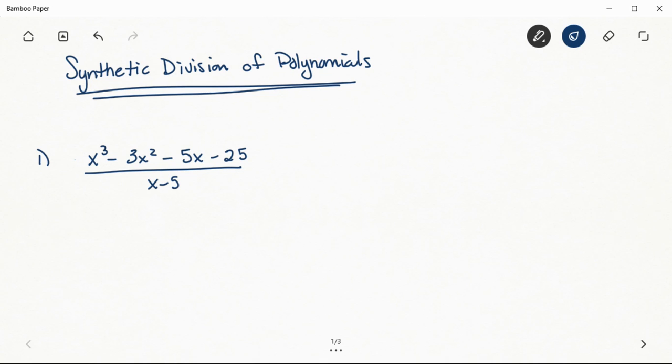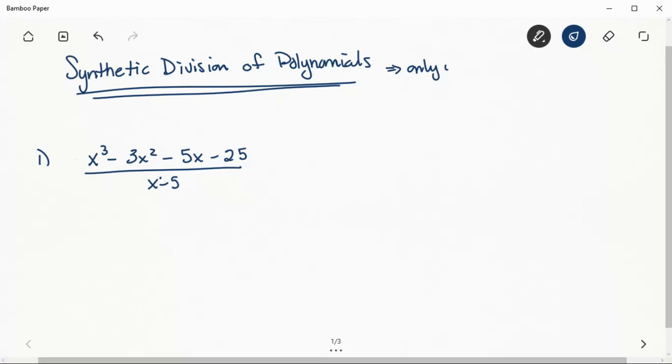This video is going to go through the process of using synthetic division to divide polynomials. It's different than long division, and it is used when your divisor is a linear binomial, meaning the exponent on your divisor is 1. So this is only used when the divisor is linear, right? Exponent equals 1. So the exponent on x is only 1.